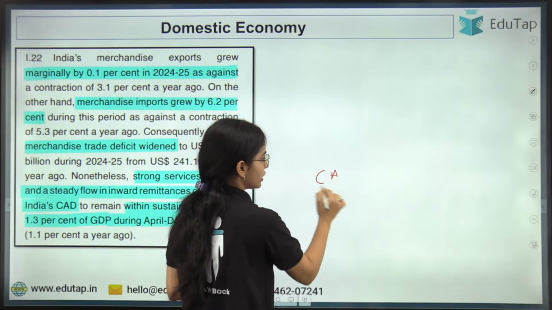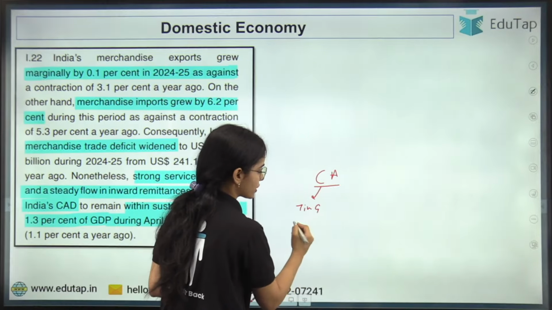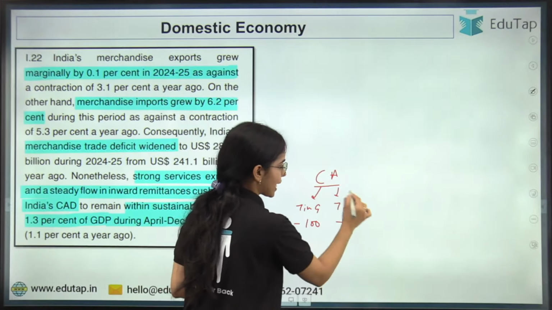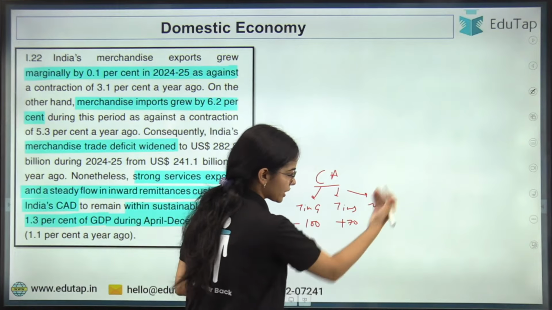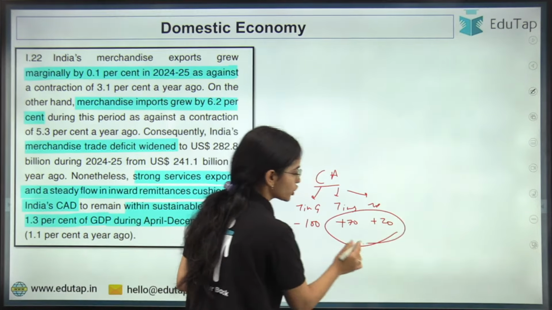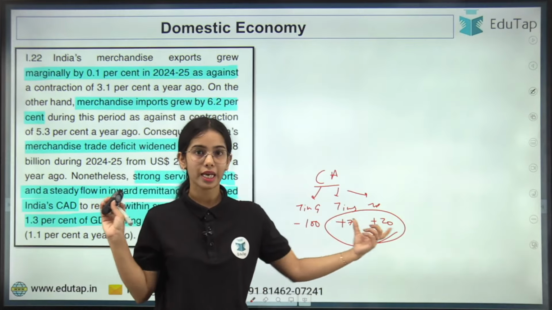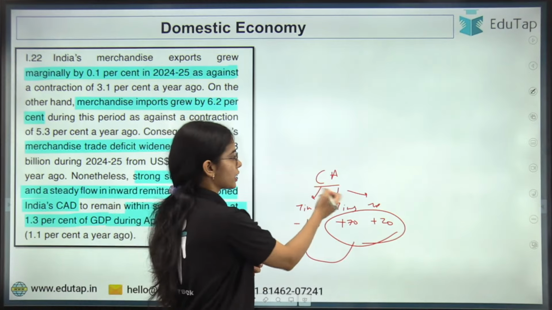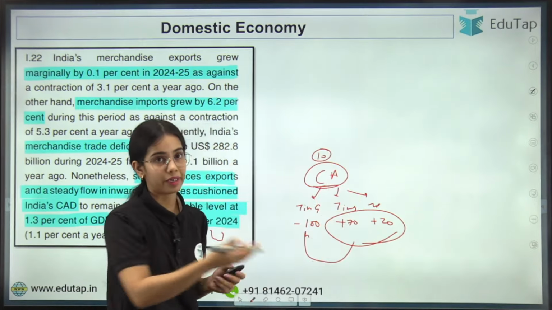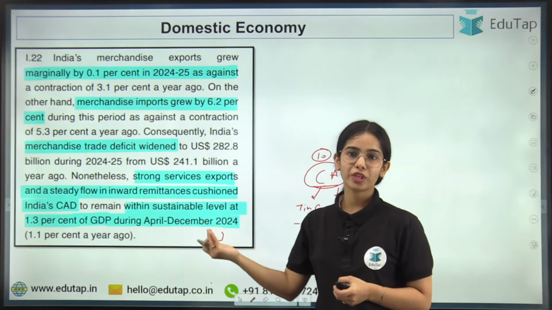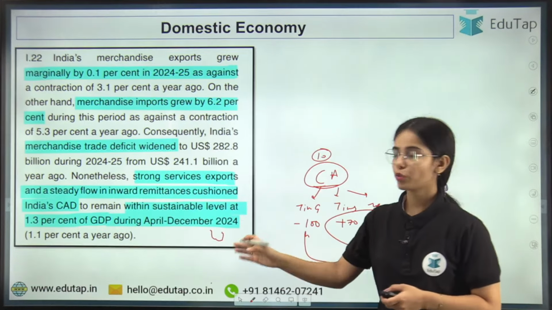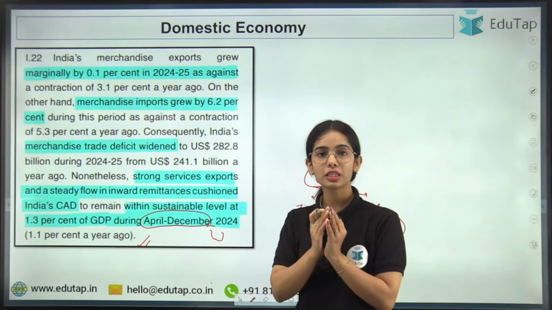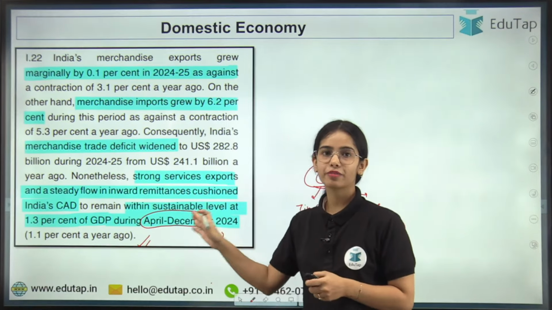So in the current account, trade in goods was in deficit of 100 rupees, let's say. Trade in services was in surplus of 70 rupees, and transfer payments, the remittances that we received, was in surplus of 20 rupees. So this surplus of services and the inward remittances covered a part of the deficit, but still the current account deficit remained. So current account deficit was at 1.3% of the GDP as compared to 1.1% a year ago. This is for April to December. Whenever you see the trade data, it is only provided for April to December.